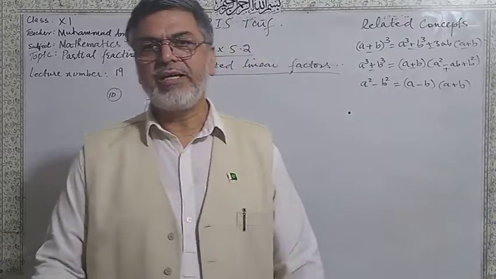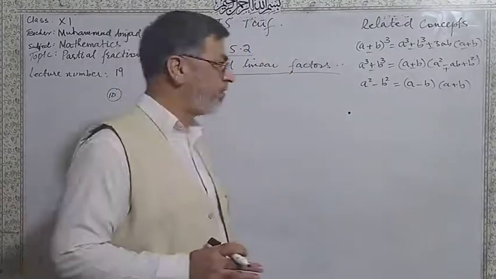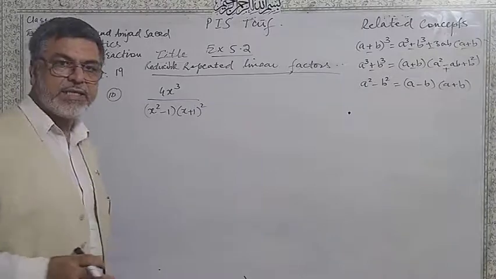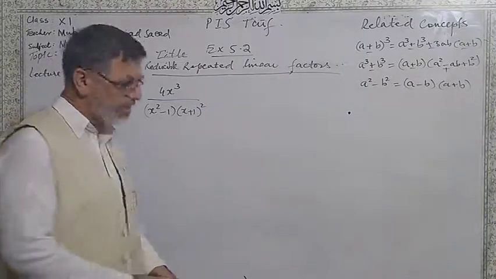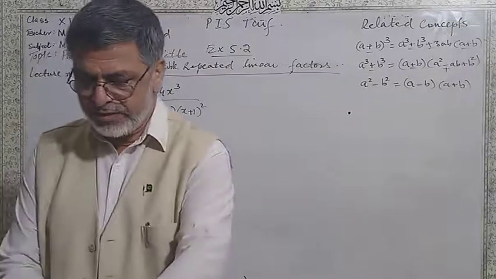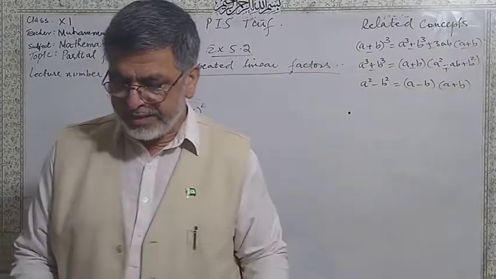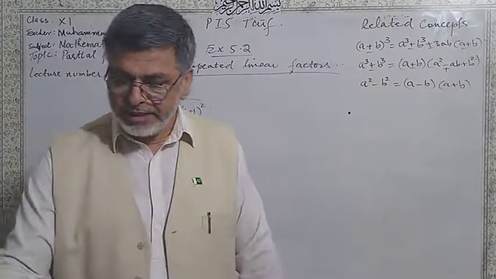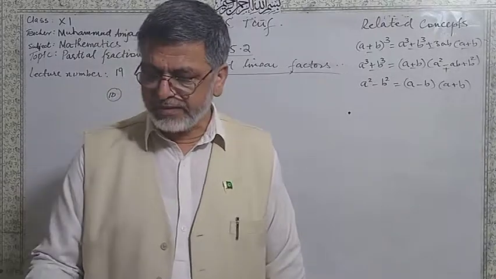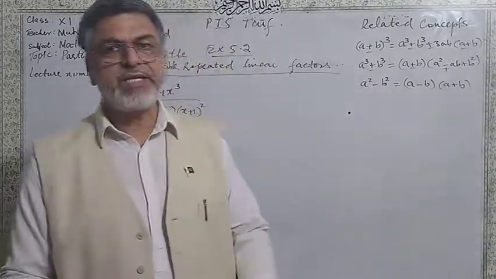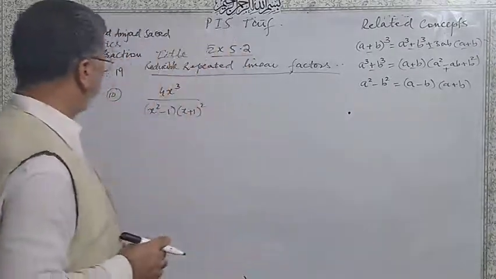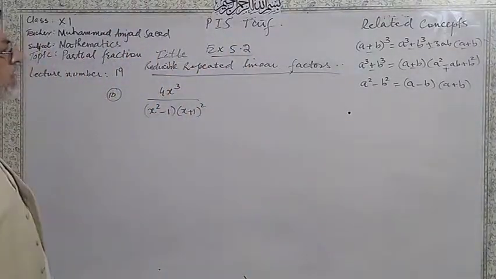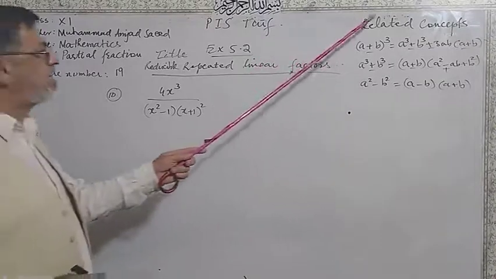Today we are going to have our lecture number 90 from first year, exercise 5.2. Its title is Reducible Repeated Factors. In case of reducible repeated factors, there is a special type of partial fraction we have to do. For example, I have written these formulas. These are the related concepts.